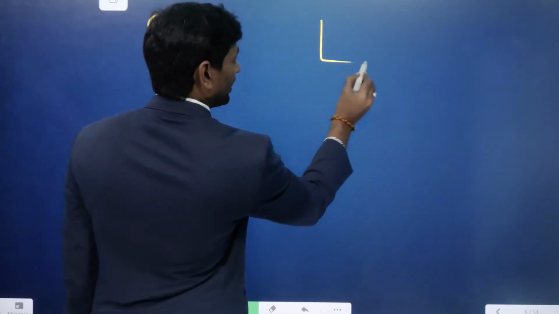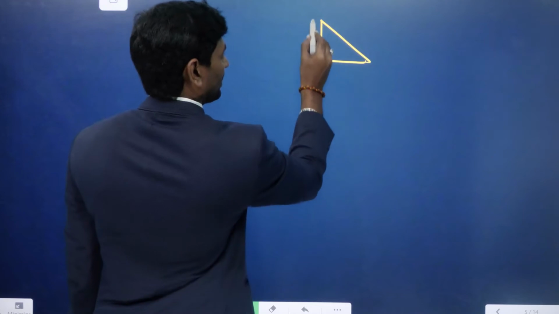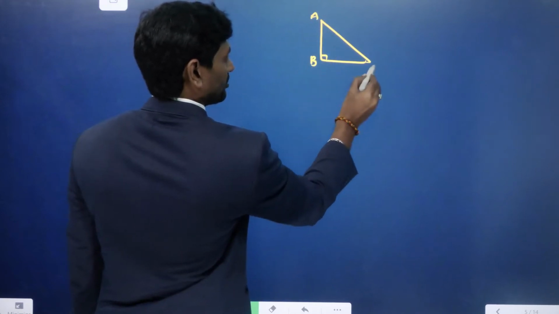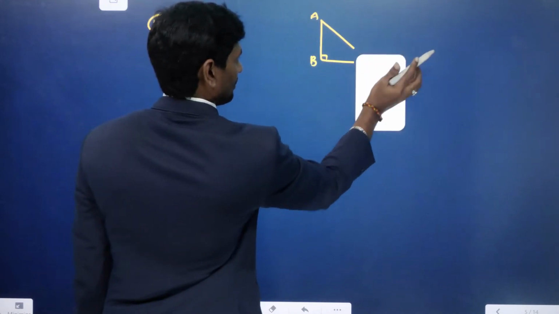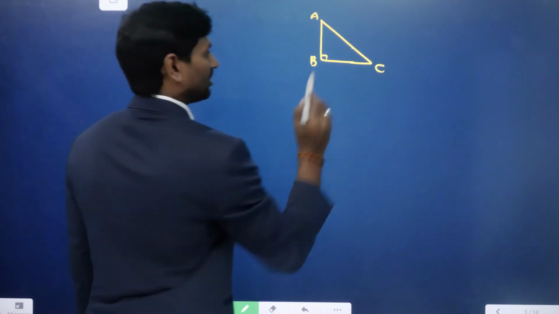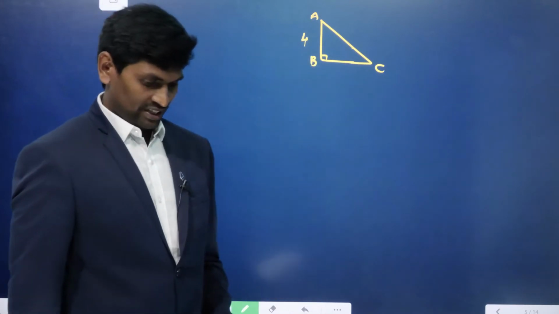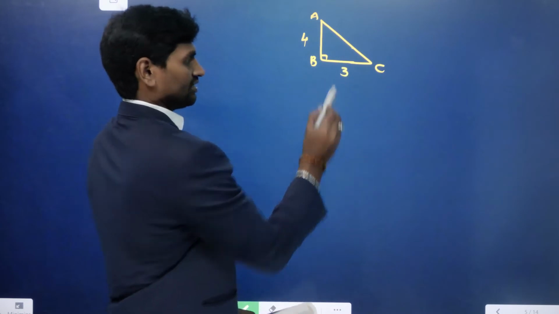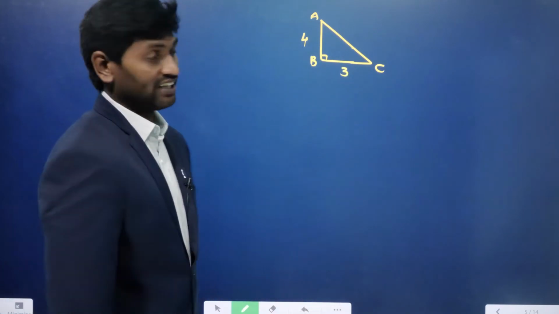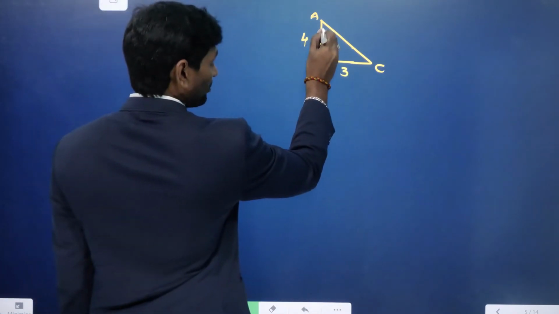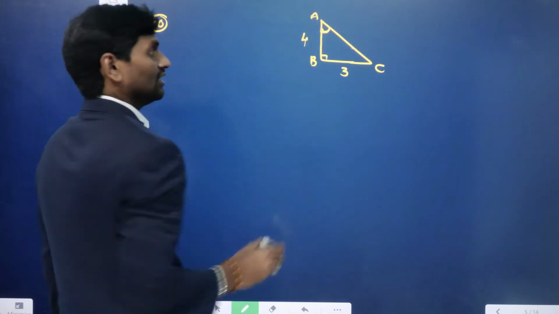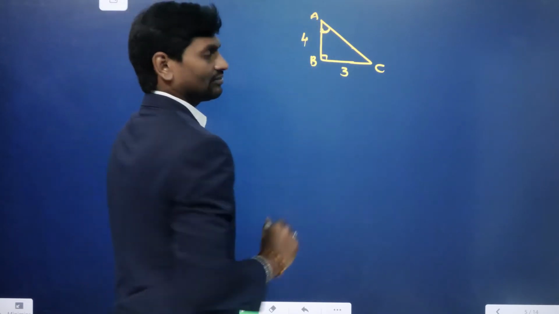While you are observing question number 10, that is, in triangle ABC, angle B equals 90 degrees. Also given that AB equals 4 centimeters, BC equals 3 centimeters, then we need to find sine A. That means for A, we should take that angle. If sine C is asked, we have to take C.